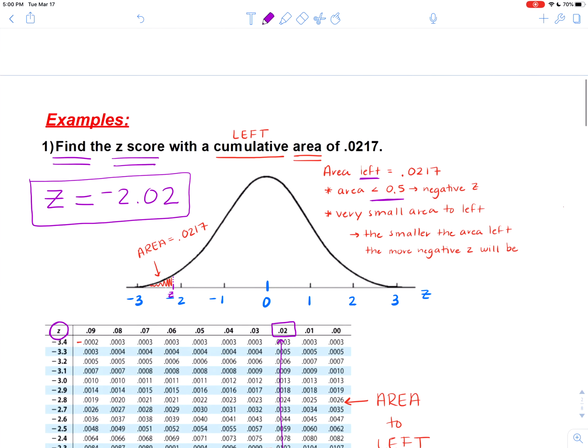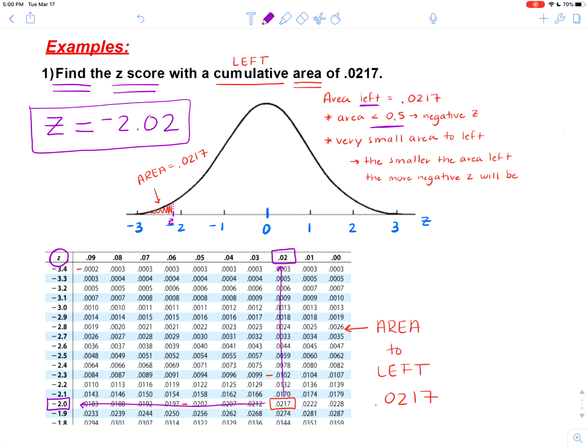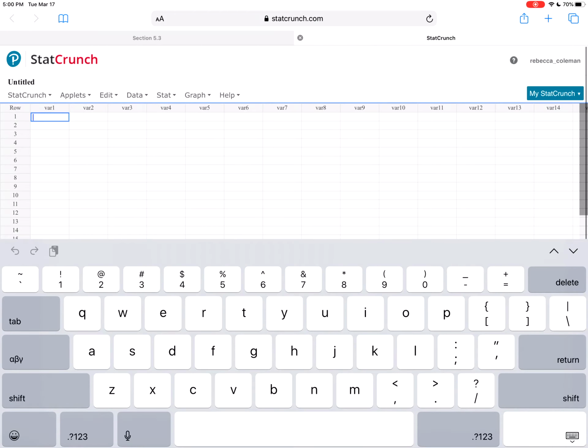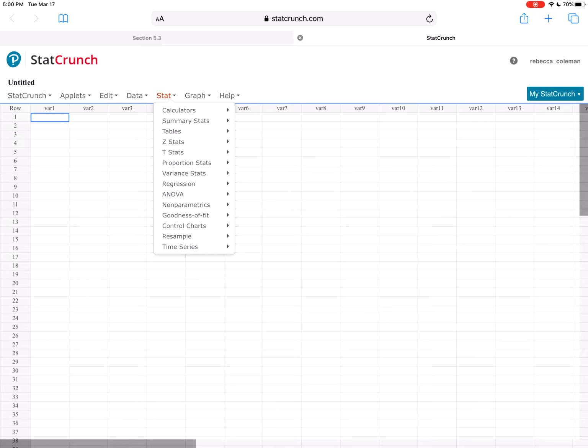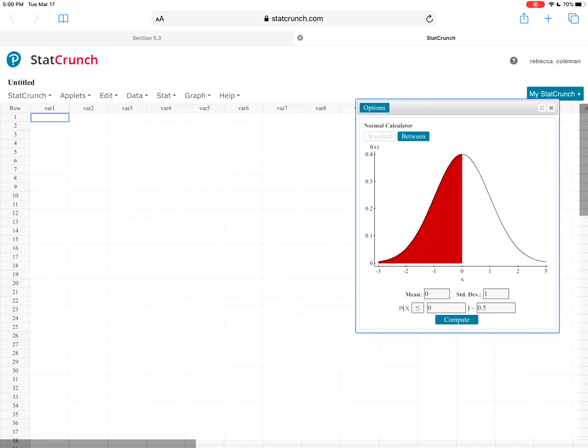All right, now I know a lot of you have been using StatCrunch in place of using the table, and you can use that here as well. With the normal calculator, you just have to be very careful that you're putting values in the right box as far as what you are given. So what I mean by that is if I wanted to use the normal calculator here, just like we always do, I would go to calculators and normal distribution. And then what I want to remember is that first of all, if I'm looking for z, the mean and the standard deviation will not change. 0 and 1 for the standard normal.